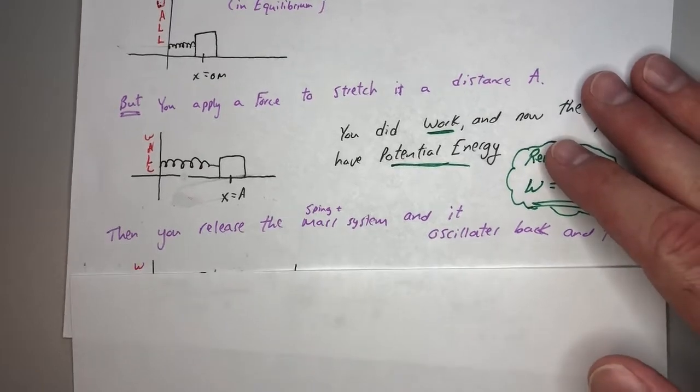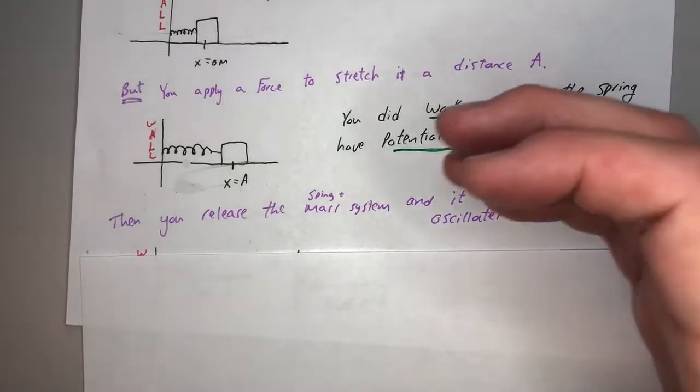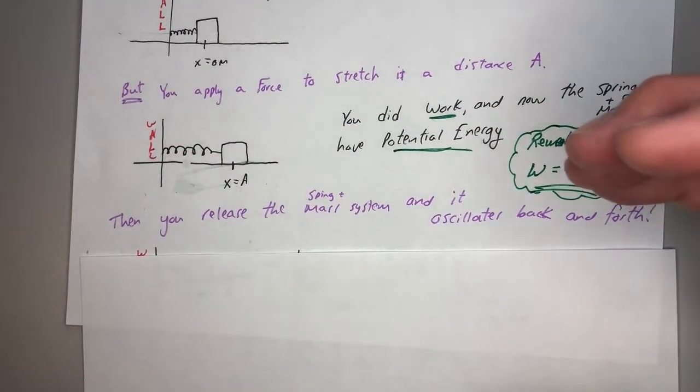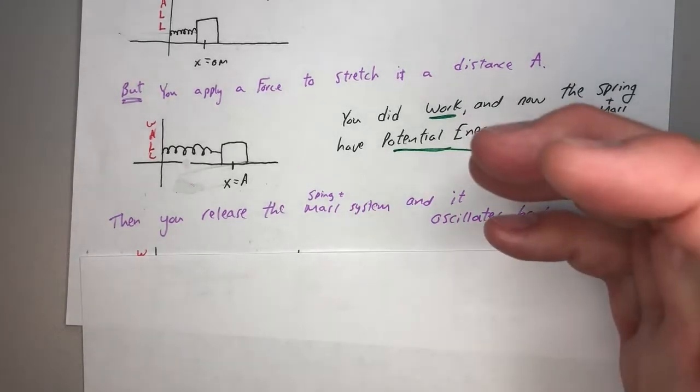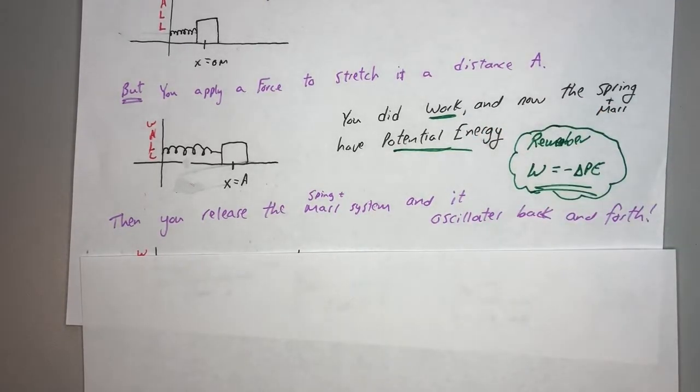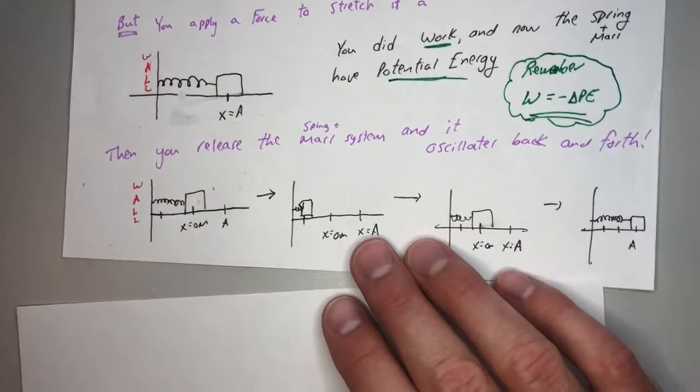So we have that, and then what you're going to do is you pull it back, and we all know if we pull back this mass on a spring, we all know what's going to happen. It wants to go back toward equilibrium, right? Because the force of a spring is negative kx. The negative just means it wants to restore itself back to equilibrium. It's a restoring force.